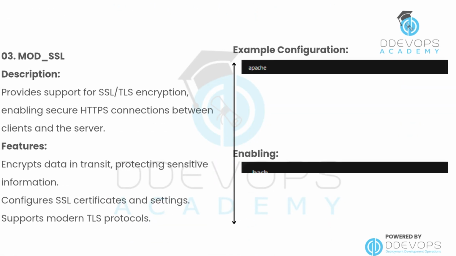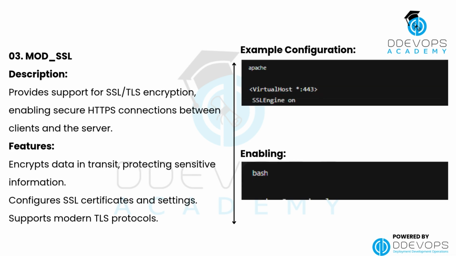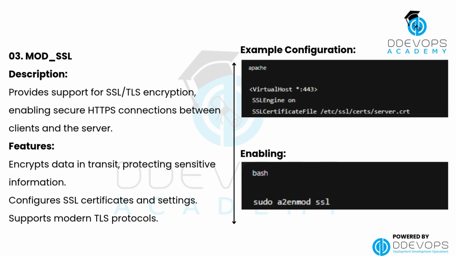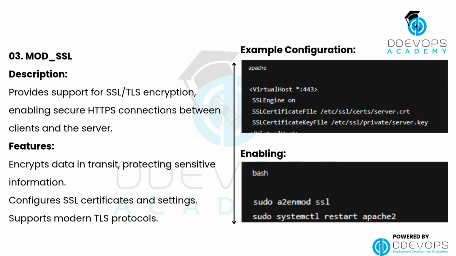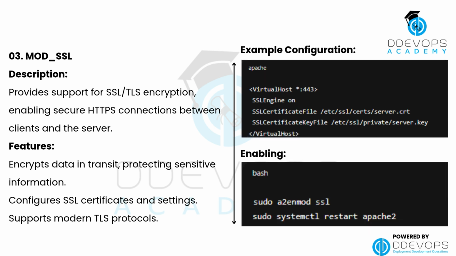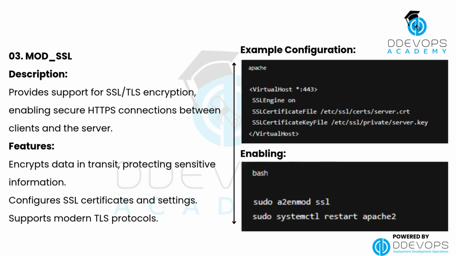Mod SSL. Description: provides support for SSL/TLS encryption, enabling secure HTTPS connections between clients and the server. Features: encrypts data in transit, protecting sensitive information. Configures SSL certificates and settings. Supports modern TLS protocols. Check the example configuration for more understanding. To enable: sudo a2enmod ssl, sudo systemctl restart apache2.